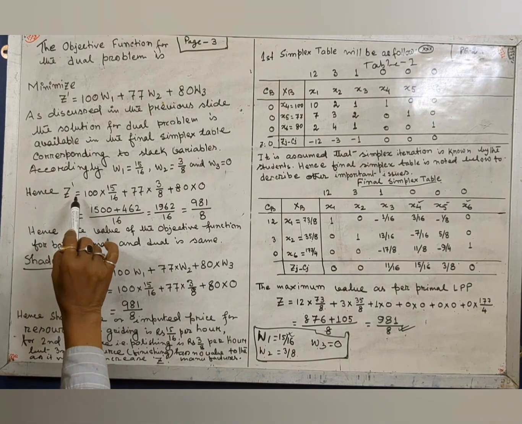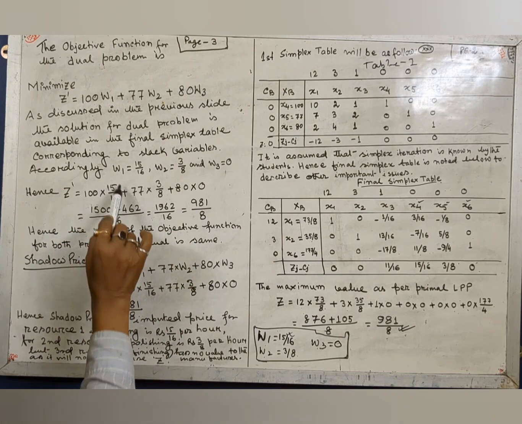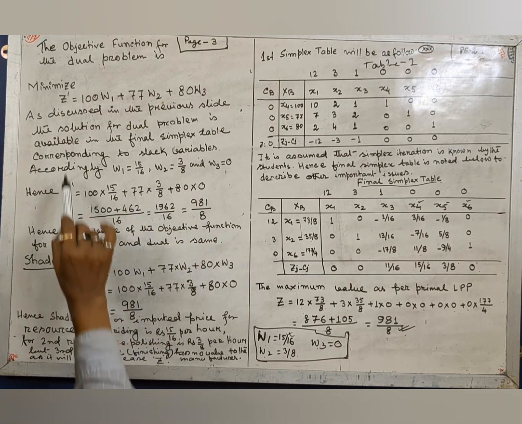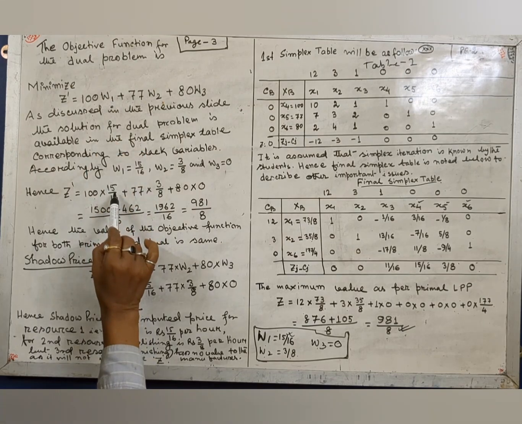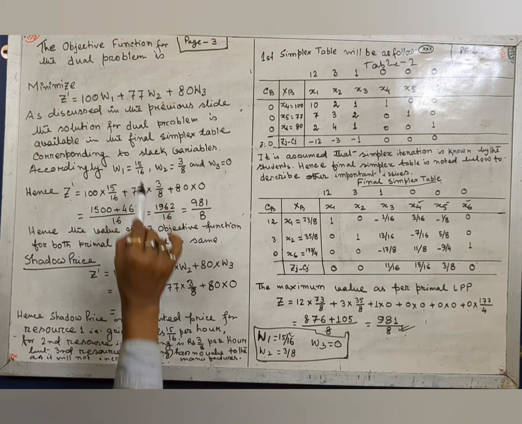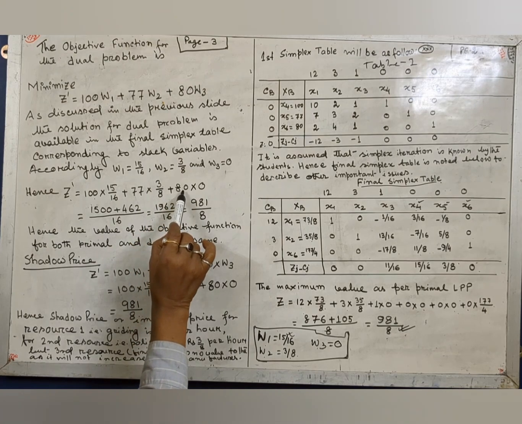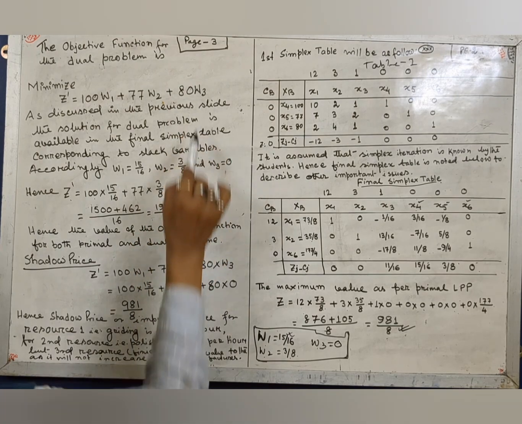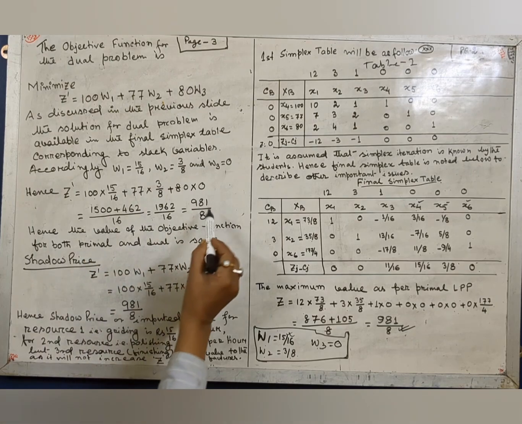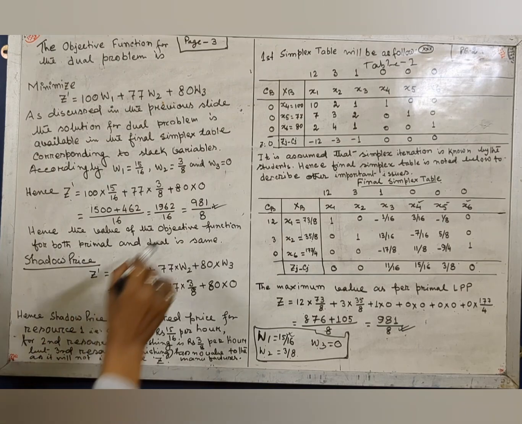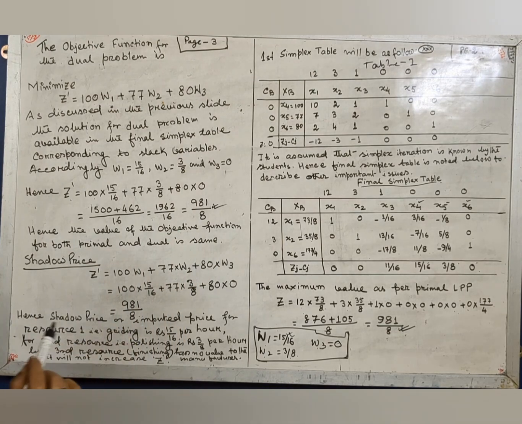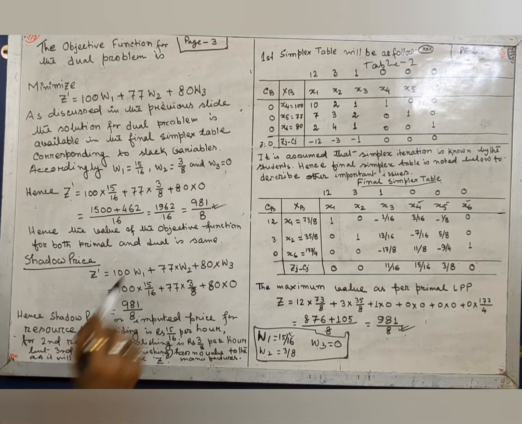That's why we are going to put the values of the dual variables in the objective function, that is z dash: 100 into W1, which is 15 by 16, plus 77 into 3 by 8 plus 80 into W3, which is 0. If you simplify it, you will get the value 981 divided by 8, which is the same as the maximum objective function value of the primal problem.